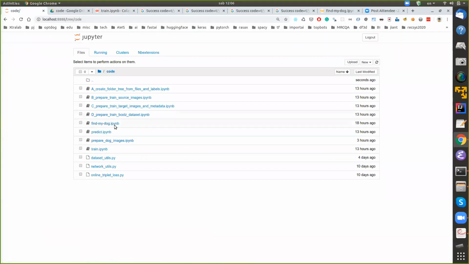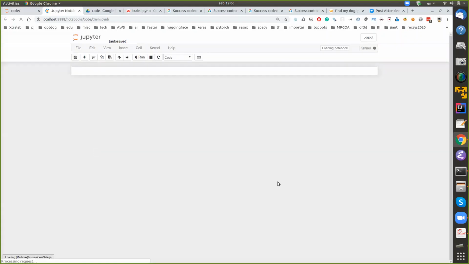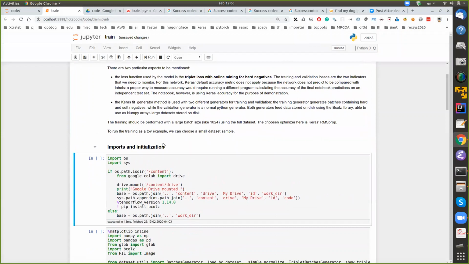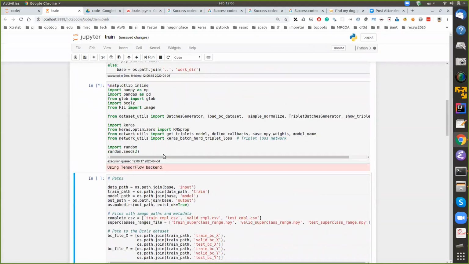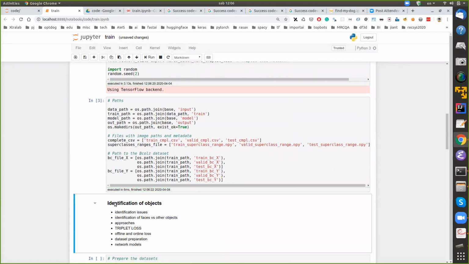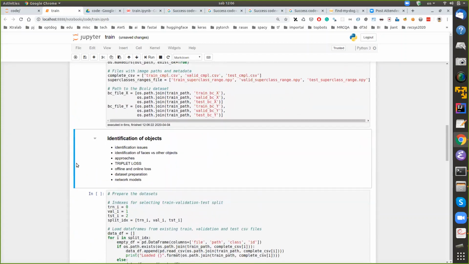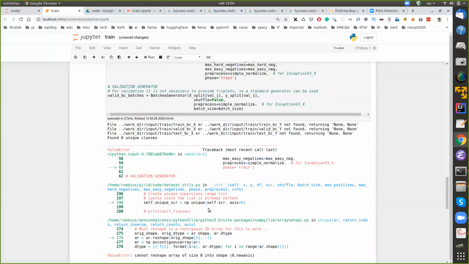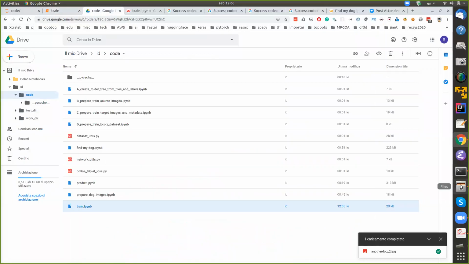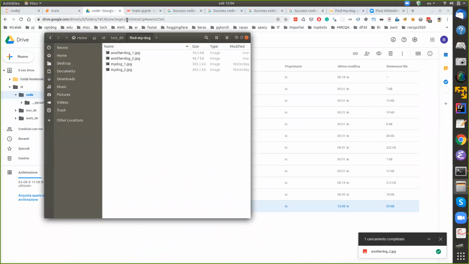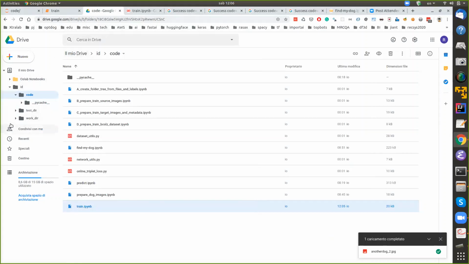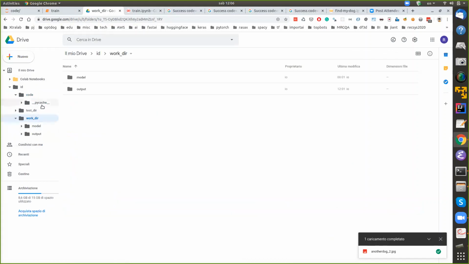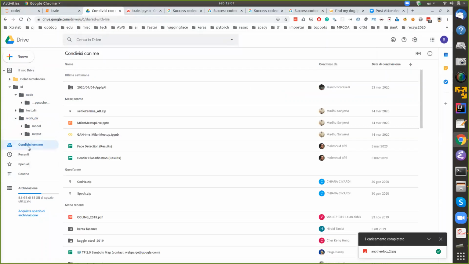If I open the train notebook, this is the train notebook that I was trying to launch. Let me see, I don't remember the directory. It looks like... I remember. I was trying to do something not feasible. You see, on the Google Drive in the shared folder, but also in my folder, in WorkDir, I don't have the train directory, model and output. And this notebook works on the train directory. It is the same in the shared folder.